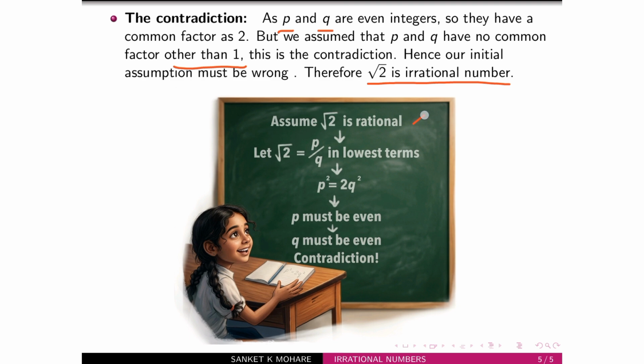First, we assume root 2 is not irrational. Then, by the definition of a rational number, we express root 2 equal to p by q in lowest terms. Lowest terms means p and q have only 1 as a common factor. Then we obtain p square is equal to 2q square. Then we showed that p must be even. Then after that we showed q must be even. So a contradiction arises as 2 becomes a factor of both p and q, and our initial assumption becomes wrong. That's why root 2 has to be irrational.